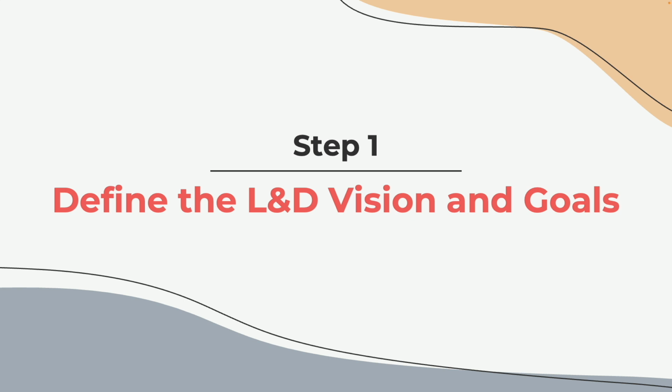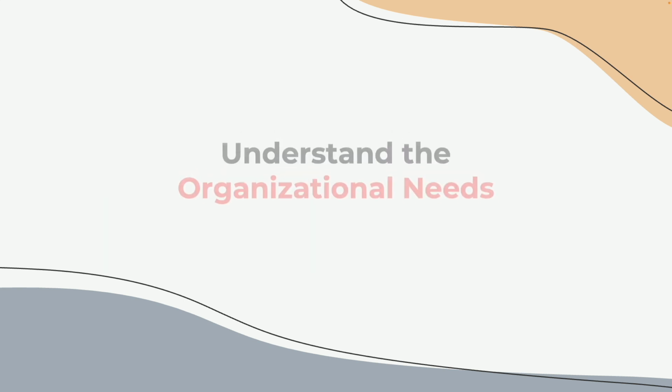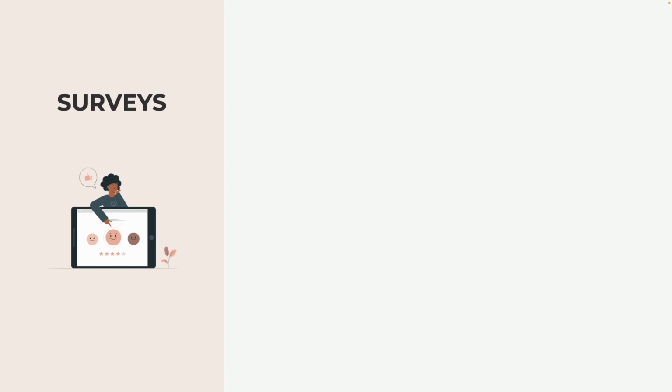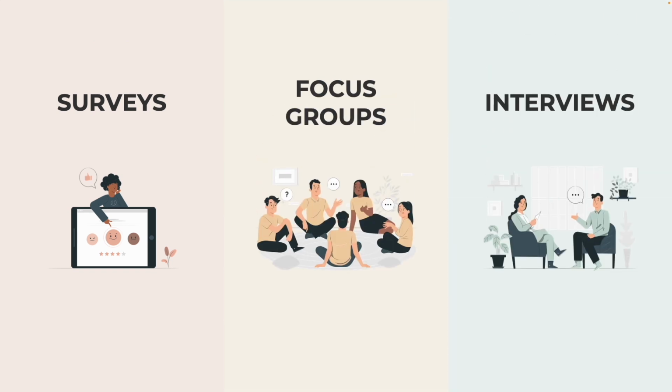Step number 1, define the L&D vision and goals, starting with understanding the organizational needs. L&D should exist for a reason, and that reason is to help the organization meet its learning requirements. To do that, you first need to understand what those requirements are. Conduct surveys, focus groups, and one-on-one interviews to gather insights about the company's learning needs.